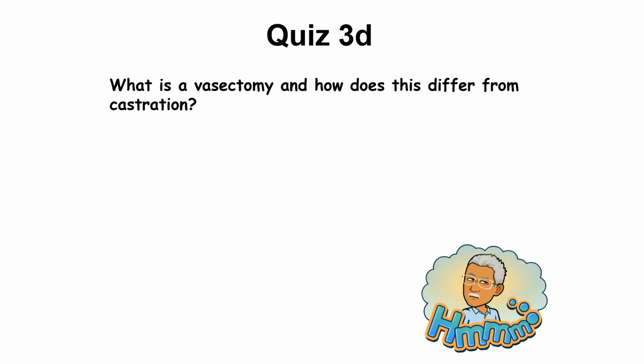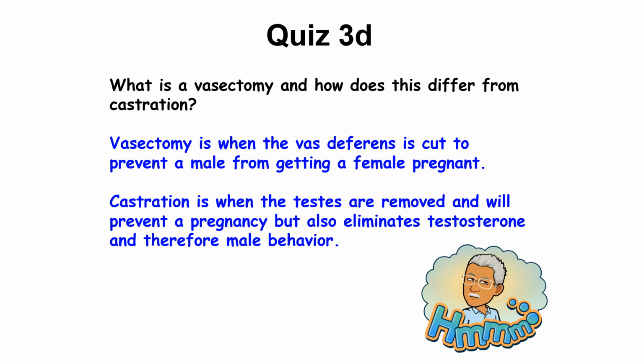For our review question, what is a vasectomy and how does this differ from castration? When we say vasectomy, you cut the vas deferens. When you cut the vas deferens, you prevent the male from getting a female pregnant, but the male will still produce sperm, at least for a while, and they definitely produce testosterone because it is produced in the testes.